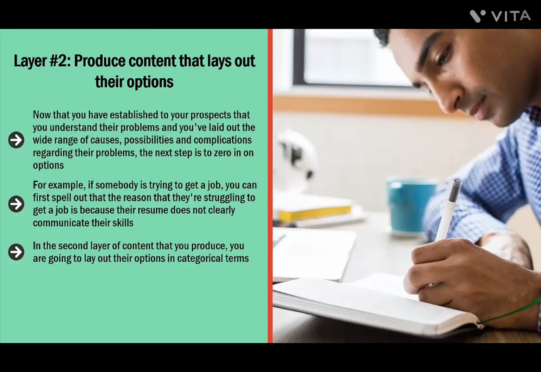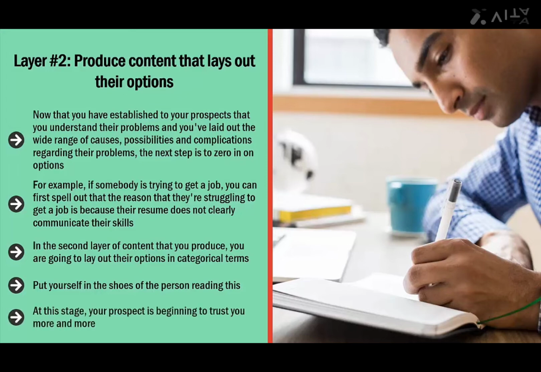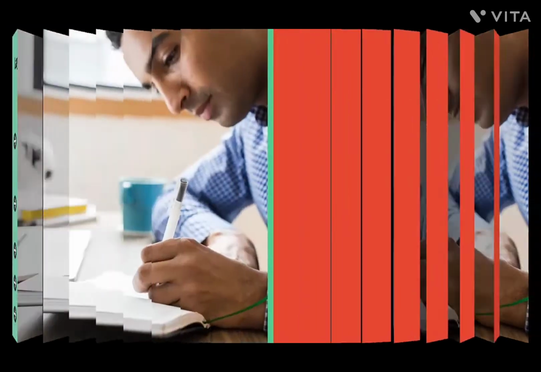You basically say, if you are struggling with resume issues, these are your options. If you're struggling with a skills mismatch, here are your options. If you're looking for a job in the wrong place, here are your options. Put yourself in the shoes of the person reading this. If you are trying to get a job, they would love your content. You have demonstrated to them that you have a good understanding of their problem, and you demonstrate that this problem is not unsolvable. You have shown, by laying out different options, that this problem is not impossible. At this stage, your prospect is beginning to trust you more and more. In this level, you are obviously going to start working on getting them to like the option that you are promoting.